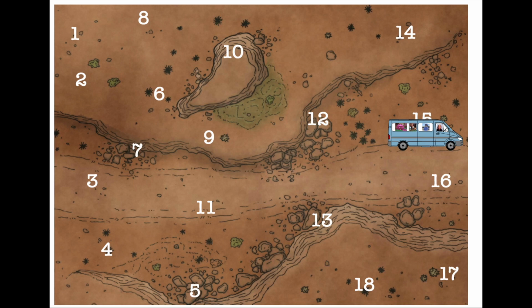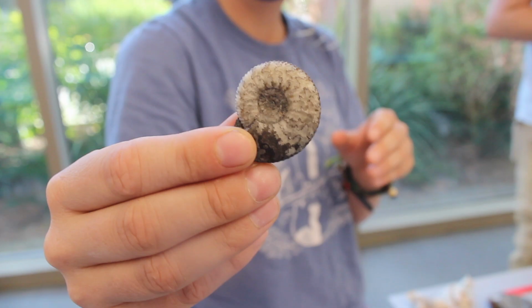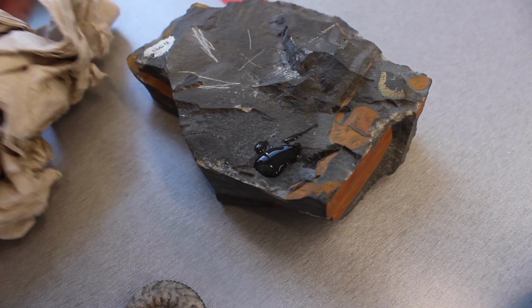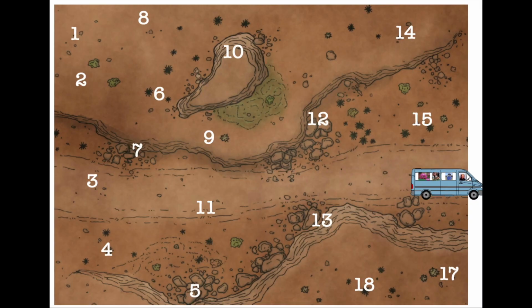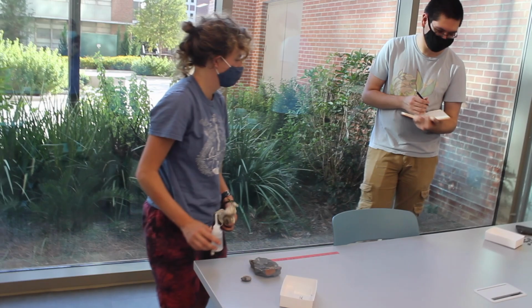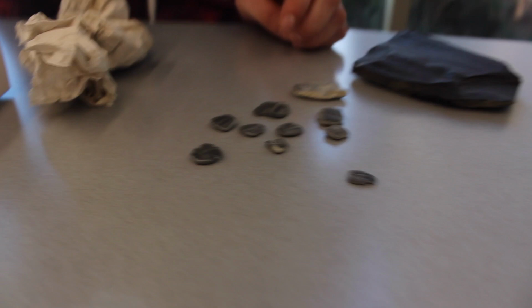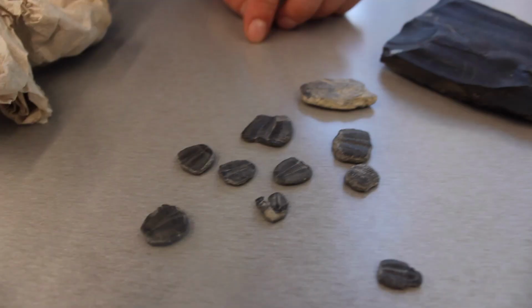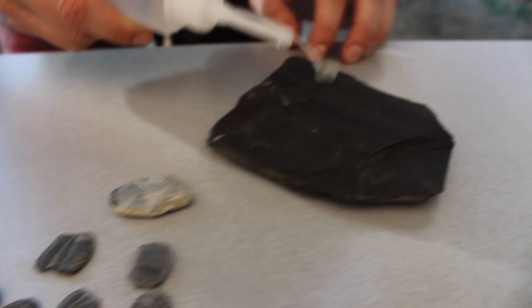Field site number 16. Oh, beautiful fossils here. And, yeah, cool rock too. It doesn't fizz, but it's still a cool rock. I'll give it that. Rolling straight up this mountain to 17. Oh boy, this is the best kind of treasure you can find in the ocean. Oh, look at those guys. Oh, adorable. And here's the rock. No fizz. Nada.